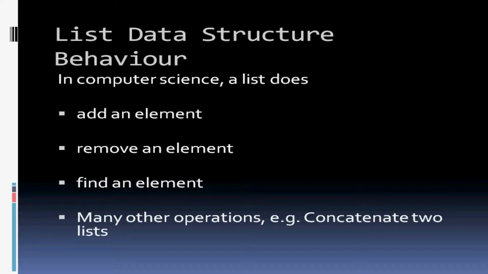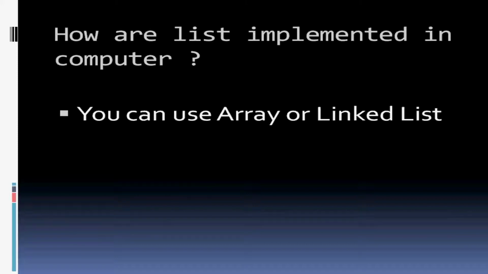List data structure behavior. In computer science, a list can add an element, remove an element, find an element, and do many other operations such as concatenating lists. How are lists implemented in a computer? You can use an array or a linked list.